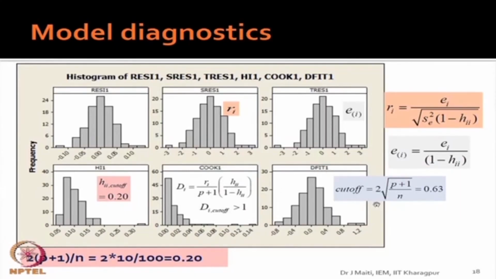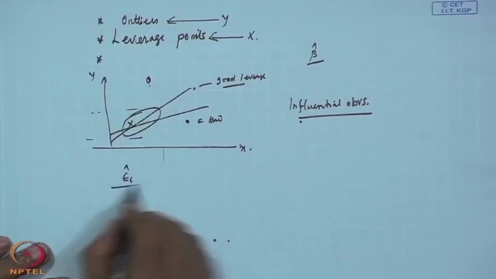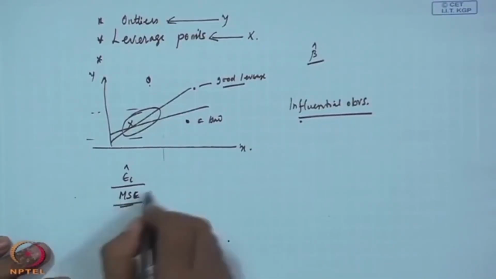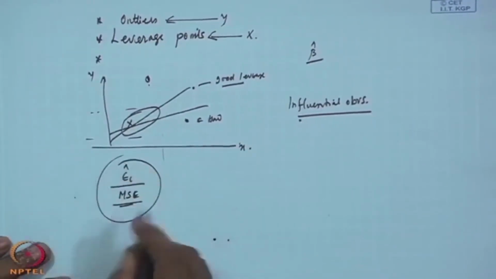These are different statisticians, they have identified different procedures to identify what I can say influential observations. What is your standardized residual? Suppose your residual is this one, this divided by MSE, this is your standardized residual.